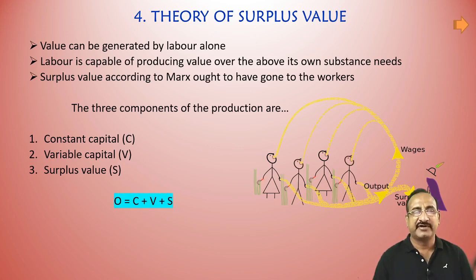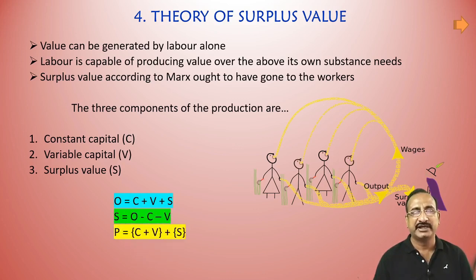And in equation form, these things can be incorporated in this way. O stands for the value of output, otherwise the value of all goods and services. Output is equal to C plus V plus S, that is fixed capital plus variable capital plus surplus value. If you want to calculate surplus value alone, then S has to be brought to this side of the equation. S is equal to O minus C minus V.